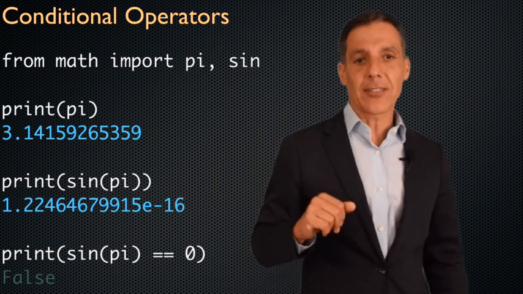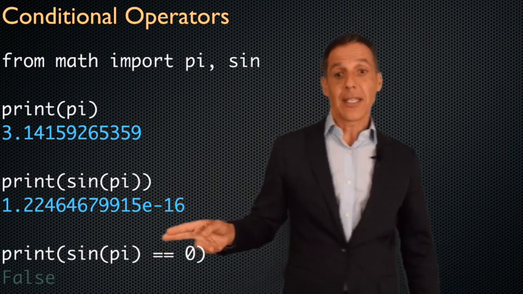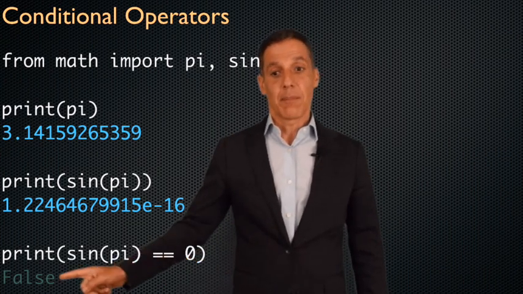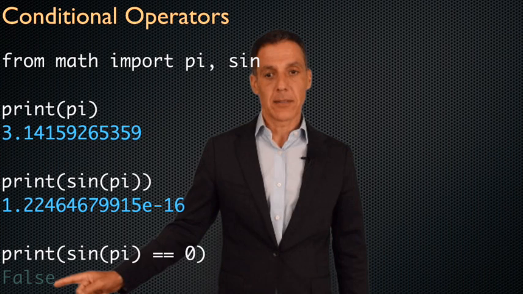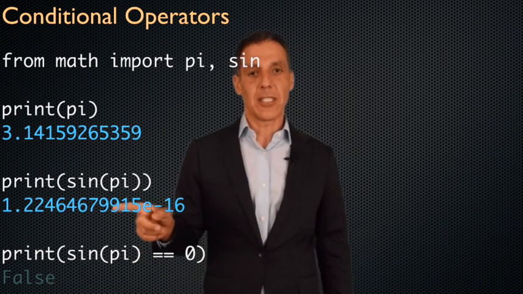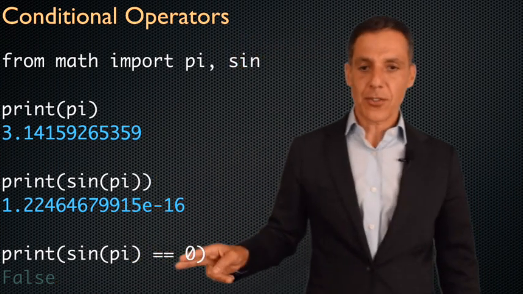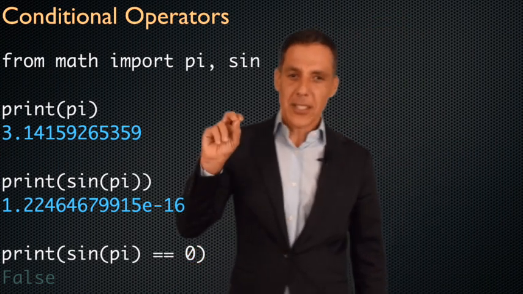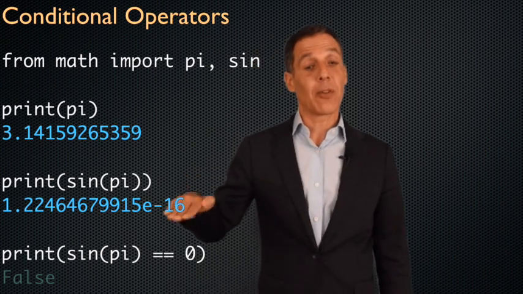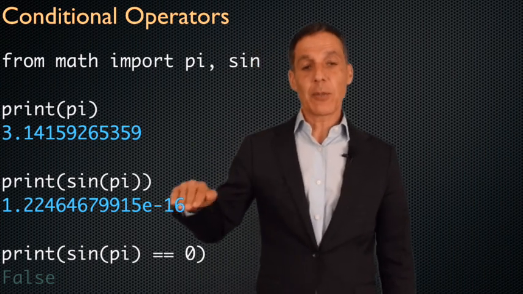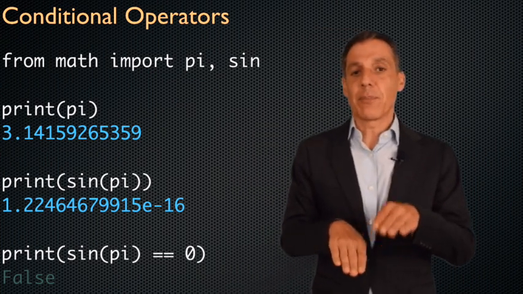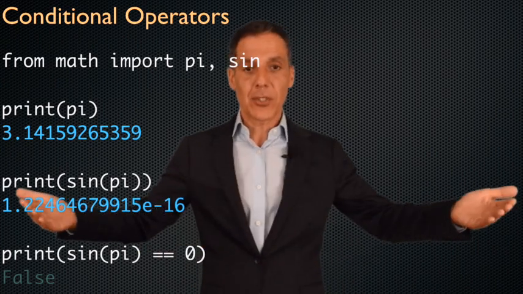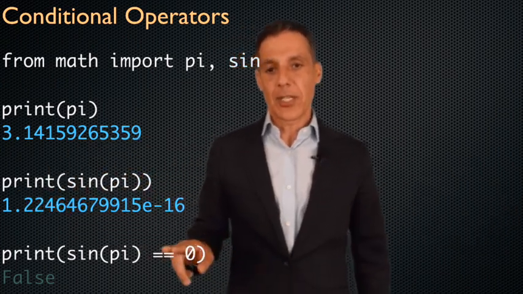So if I ask, is sine of pi equal to 0, with the equality operator, the double equal sign, Python will say, no, it's not. Sine of pi is 10 to the minus 16. So when you are using conditional operators, particularly the equality operator, you have to be exceedingly cautious when dealing with floating point numbers. Floating point numbers have an inherent amount of imprecision because of the nature of representing infinite numbers in a finite computer. And so here you have to be very careful.